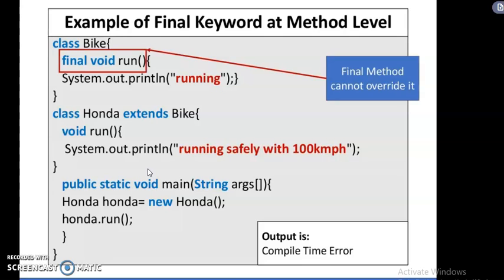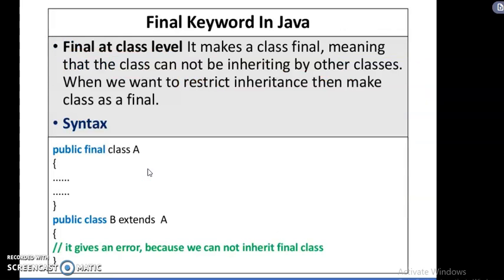So if a final method cannot be overridden, a compile time error will be displayed. And then the final keyword before a class. Final keyword in Java, final at class level. It makes a class final, meaning you cannot inherit the class. If you define a class as final, you can't inherit it. When we want to restrict inheritance, then make a class final.